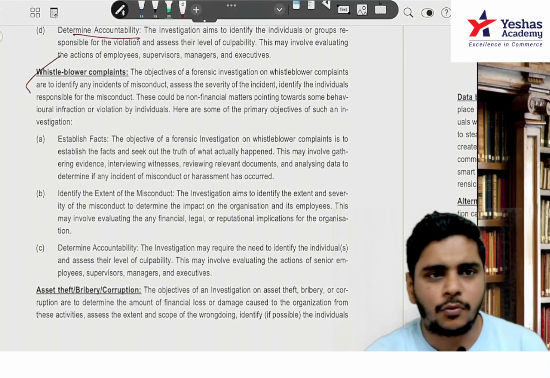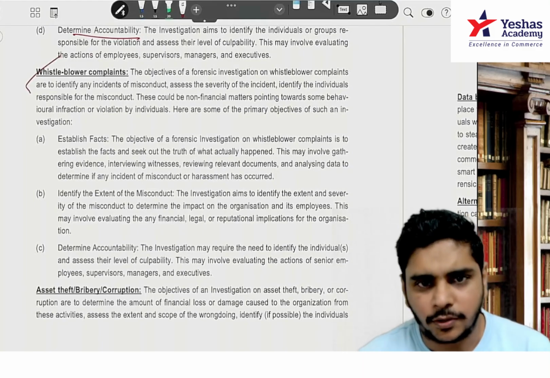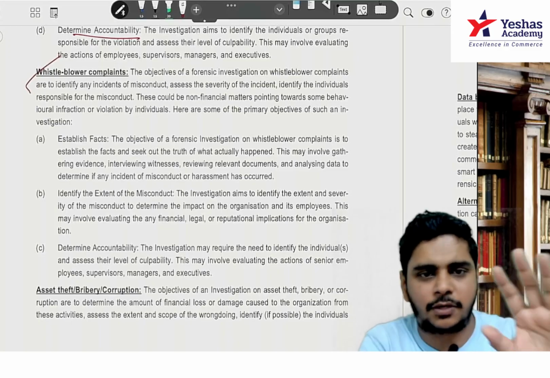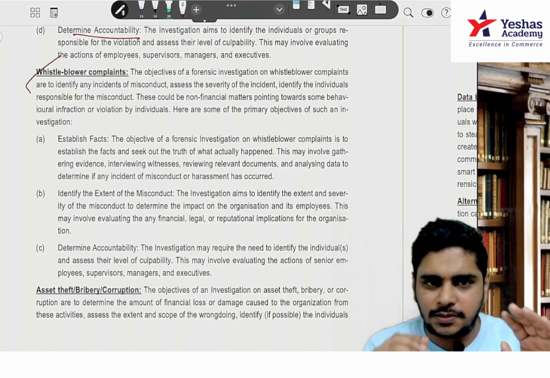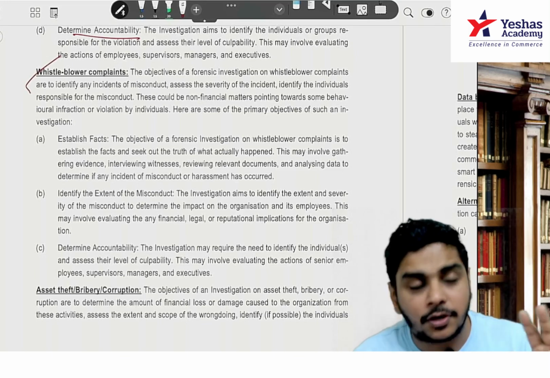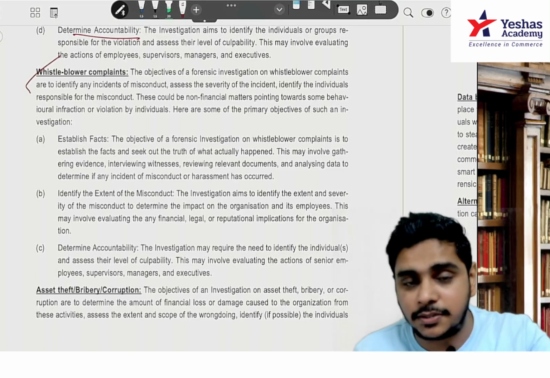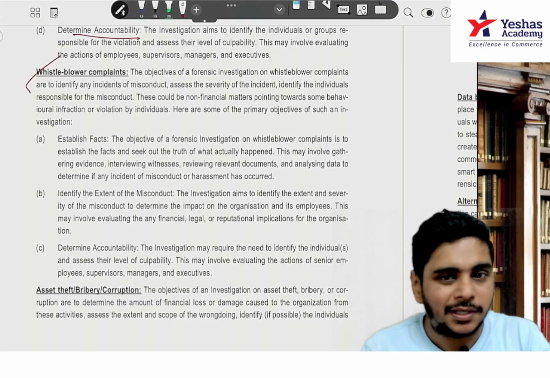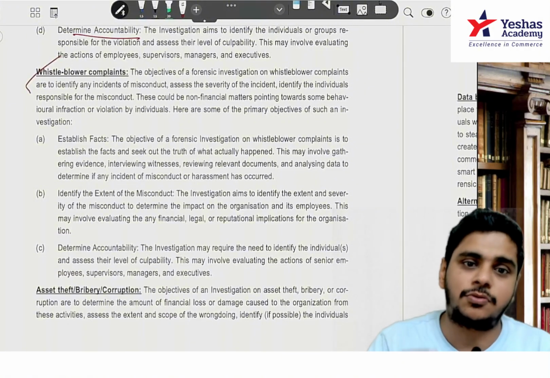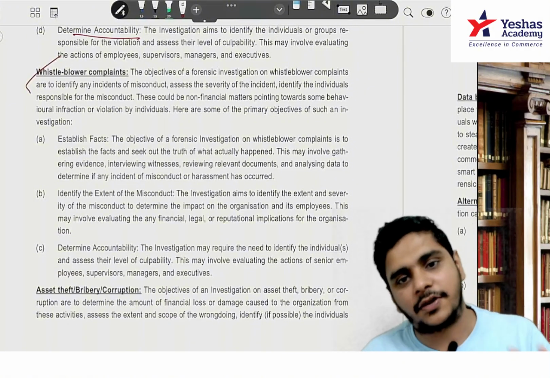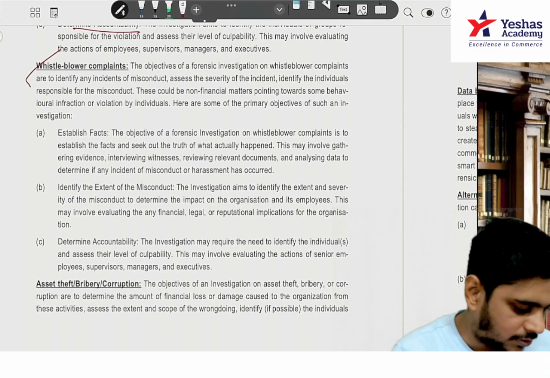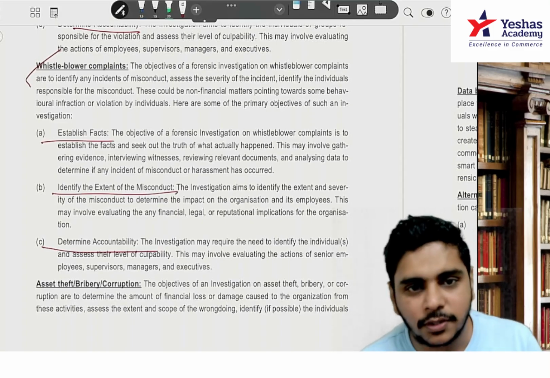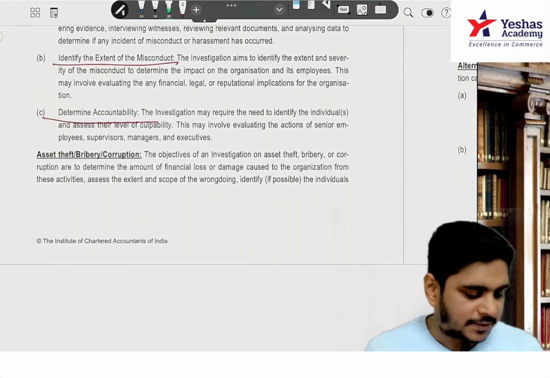The next one is whistleblower complaints. Imagine there's a whistleblower who has made an accusation against a company, that the company is doing fraud. Imagine Reliance or Adani is doing some fraud. Take the Hindenburg example. Hindenburg has said that Adani has done fraud. So Hindenburg was a whistleblower. He gave details, and somebody has to establish whether those details are correct or not. So here again the forensic professional will come. It says the same here: establish the facts, identify the extent of misconduct and determine accountability. That is whistleblower complaints.